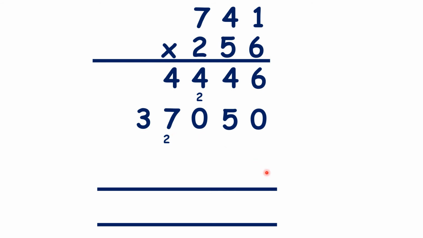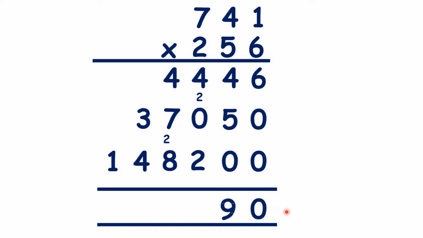Now we move on to our third line, where we're multiplying by our 2 hundreds. But because we're multiplying by hundreds, we need zeros in our units and also in our tens before we can start. Now 1 times 2 is 2, 4 times 2 is 8, and 7 times 2 is 14. So now we add up our 3 lines to get our answer, 189,690.